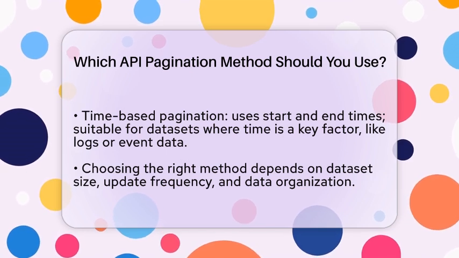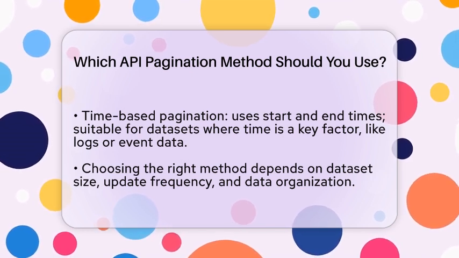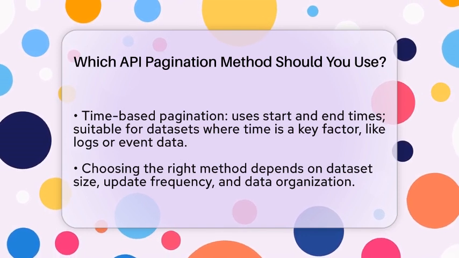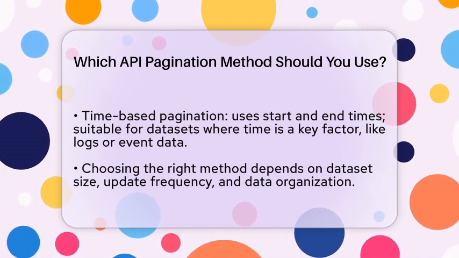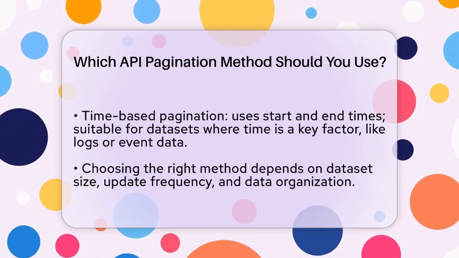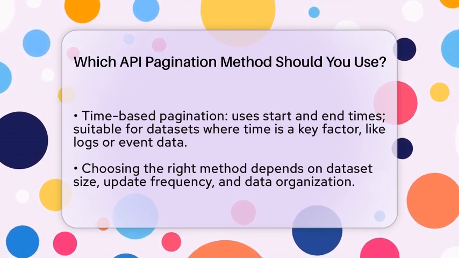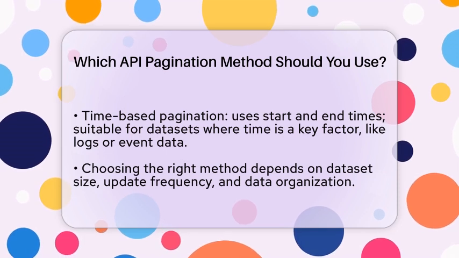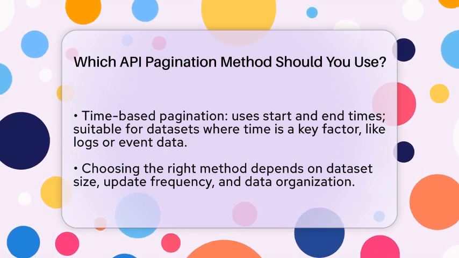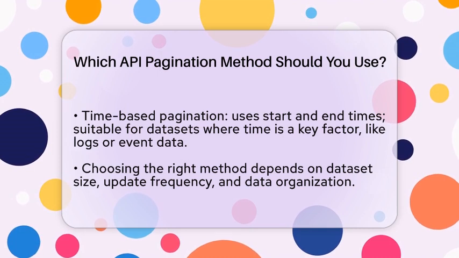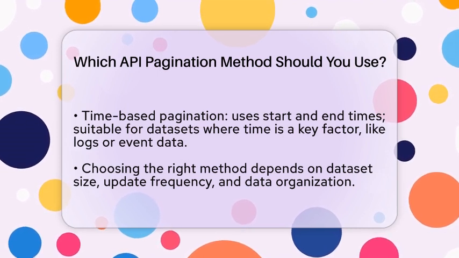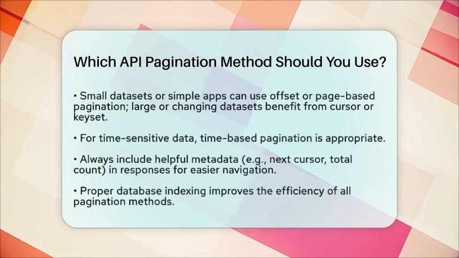Finally, time-based pagination uses parameters like start time and end time to fetch data within a certain period. It's ideal for datasets where time matters, such as event logs or audit trails. This method is straightforward if your data is naturally ordered by time, but it's not suitable for datasets without a clear temporal aspect.